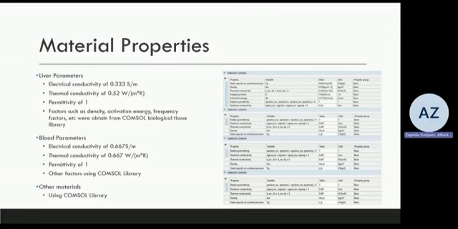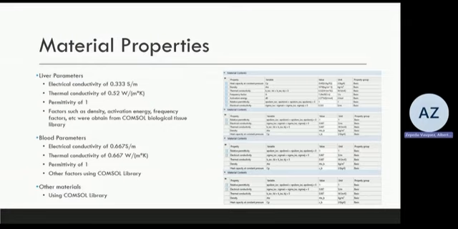For the material properties, touching base on the material properties used in this model, our team utilized the material library from COMSOL to apply the distinct material characteristics. For example, liver parameters for electrical and thermal conductivity that were chosen are shown in this slide to be 0.333 Siemens per meter and 0.52 watts per meter Kelvin, respectively.